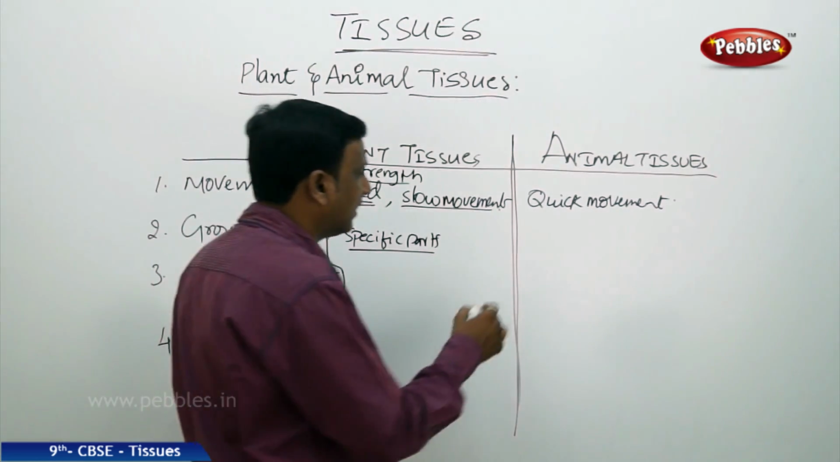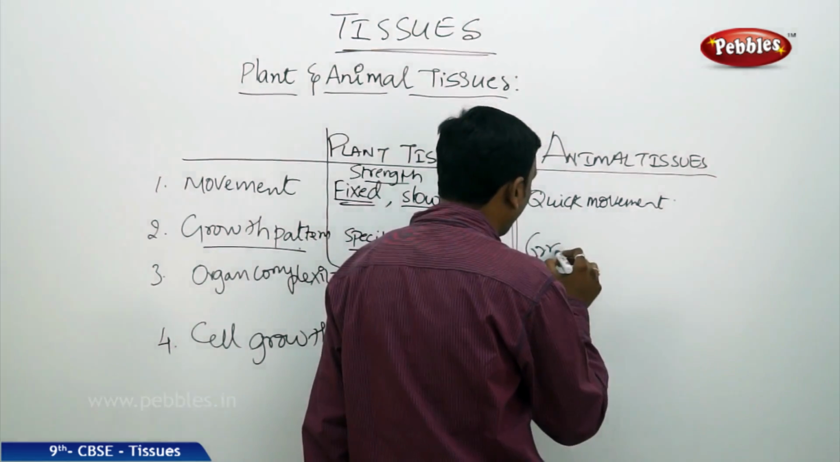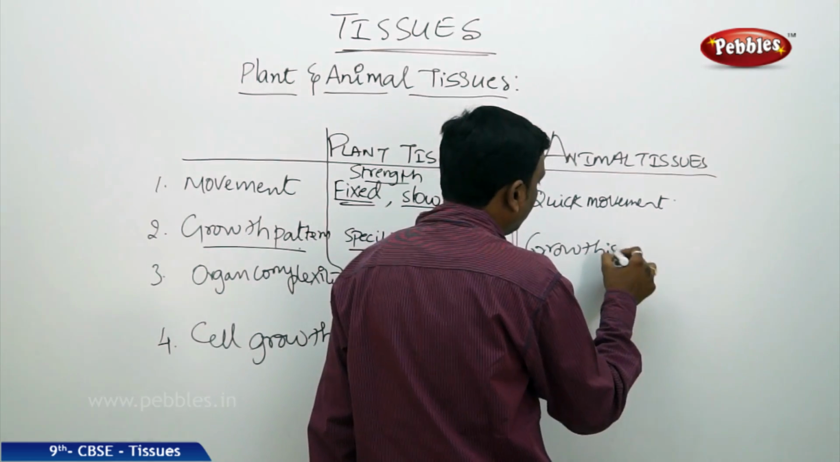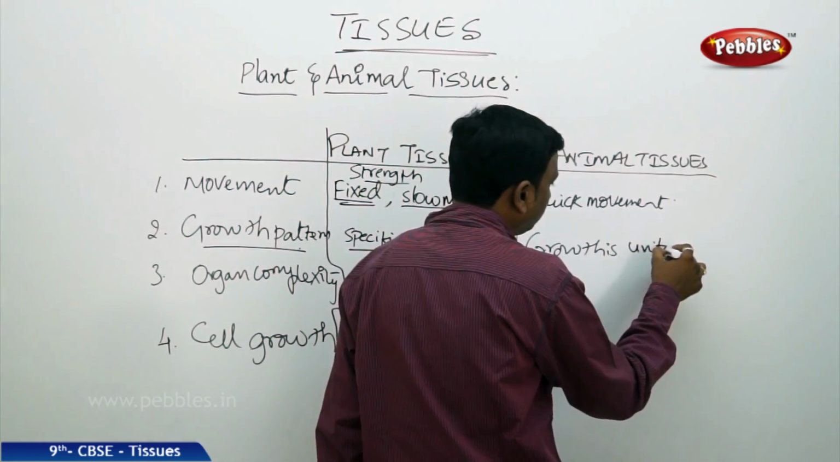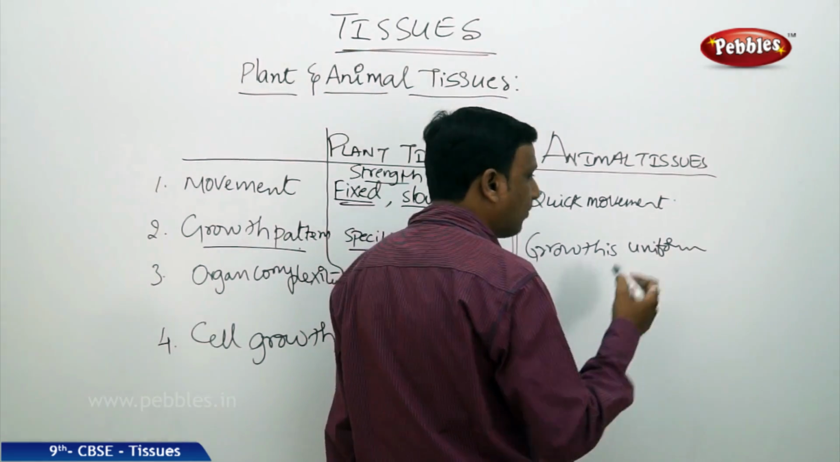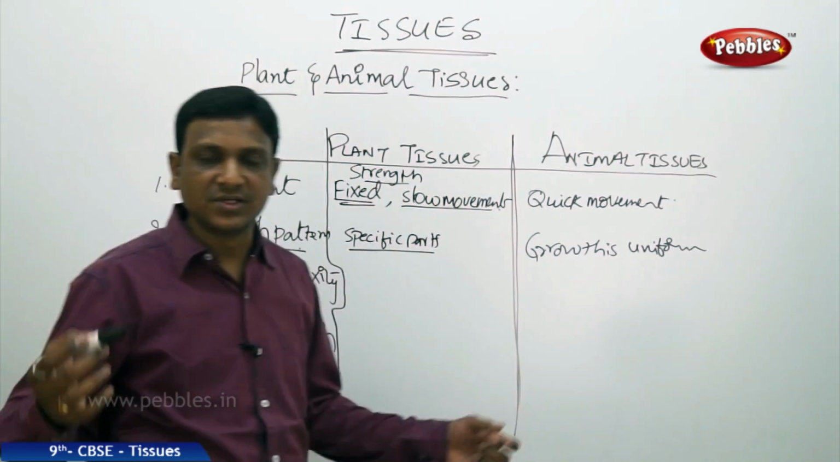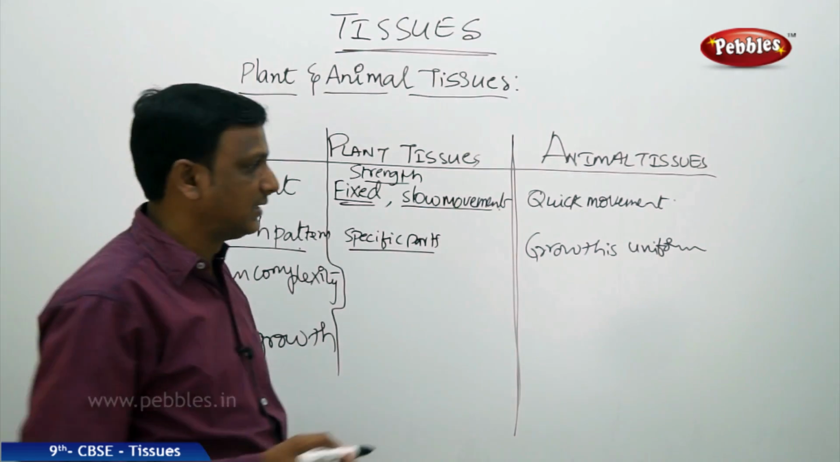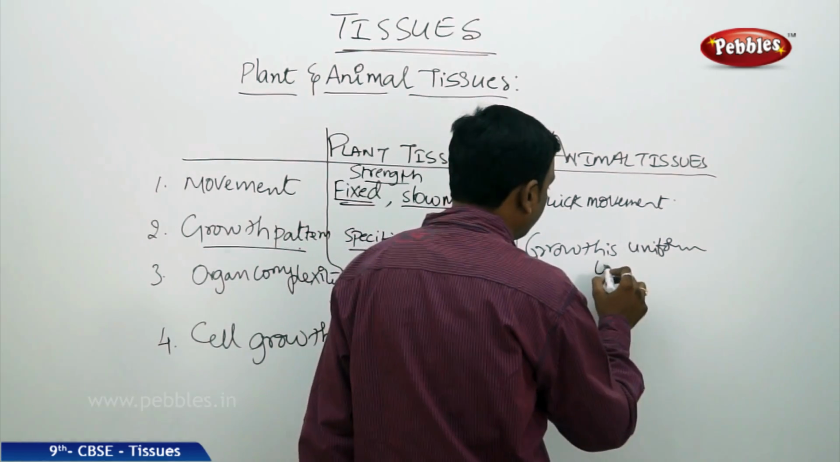Whereas in case of animals, the growth is uniform. The growth is uniform throughout the body. All the parts are uniformly growing up, and the growth is limited at a certain point.